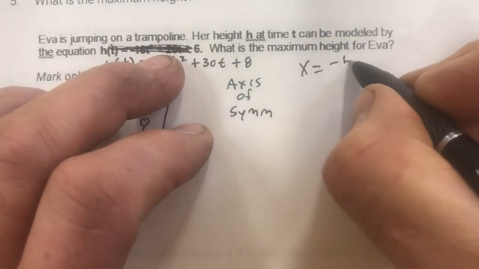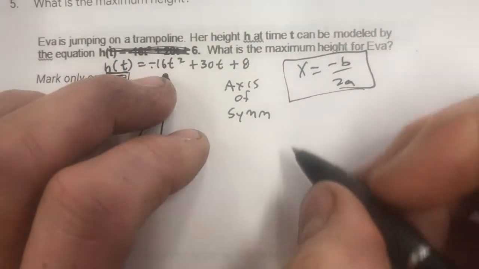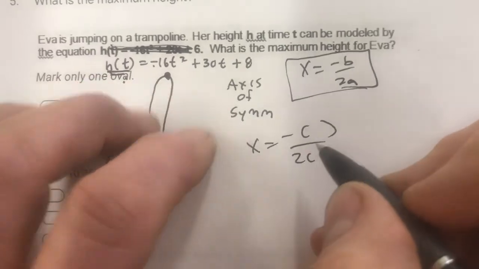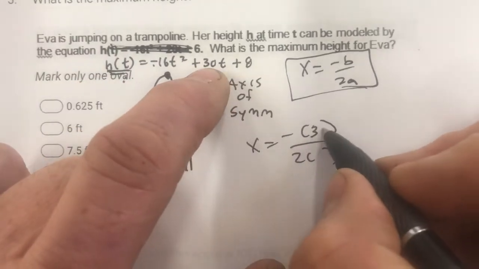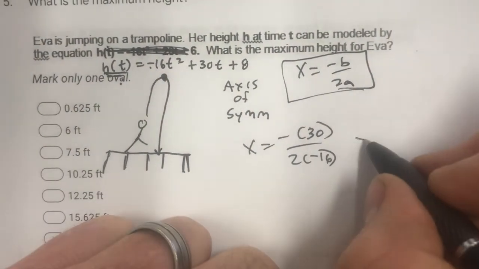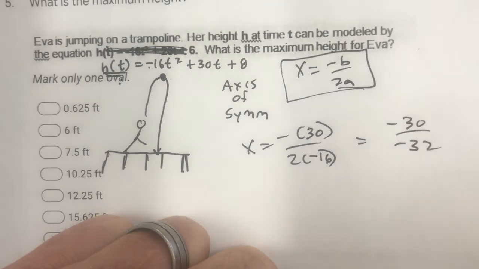X equals negative b over 2a. This is the axis of symmetry. So in this problem, my b is 30, my a is negative 16. So it looks like that. So it's going to be negative 30 on top, and then that's negative 32 on the bottom.